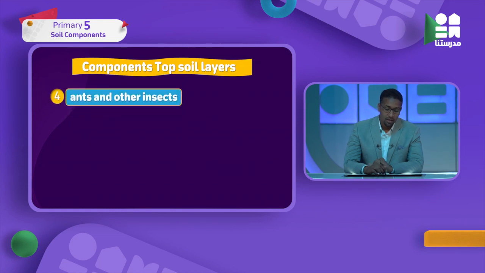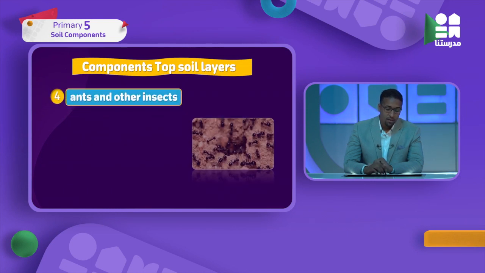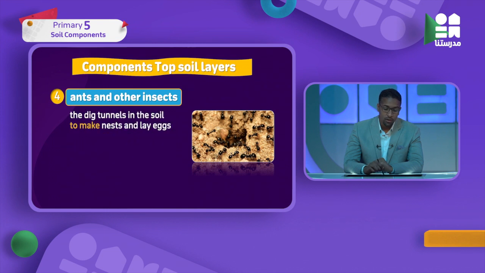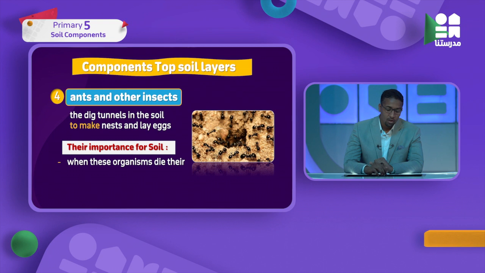Ants and other insects. Ants and other insects dig tunnels in soil to make nests and lay eggs. So they're important for soil. When these organisms die, their bodies decay forming humus.